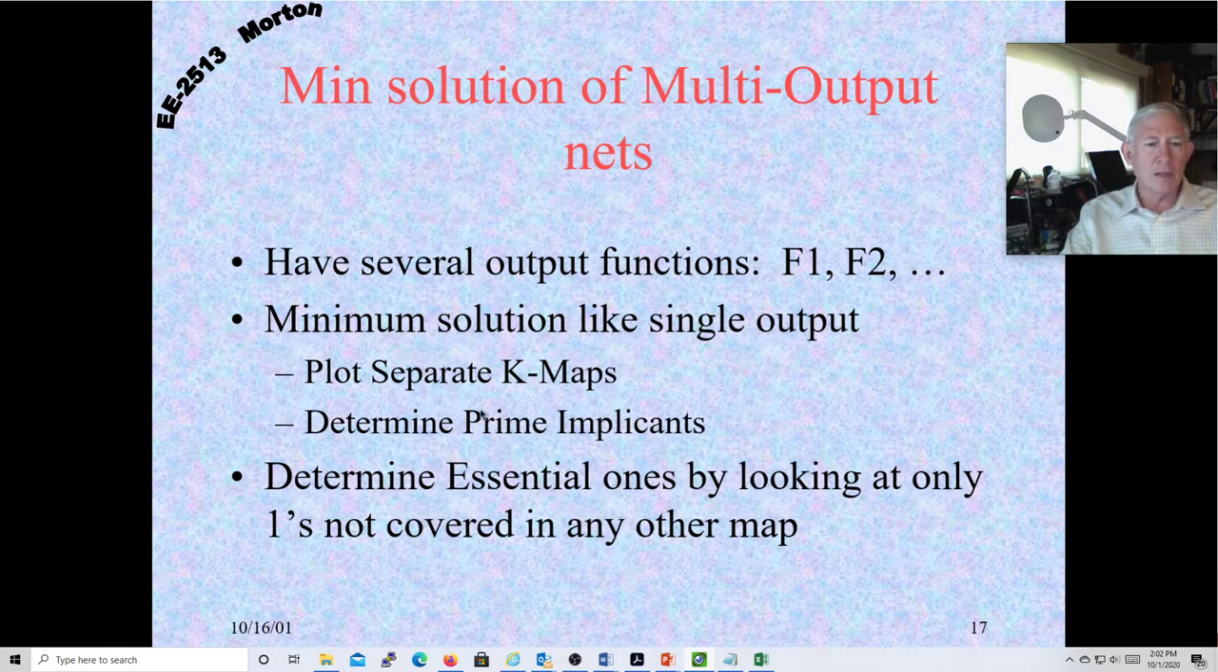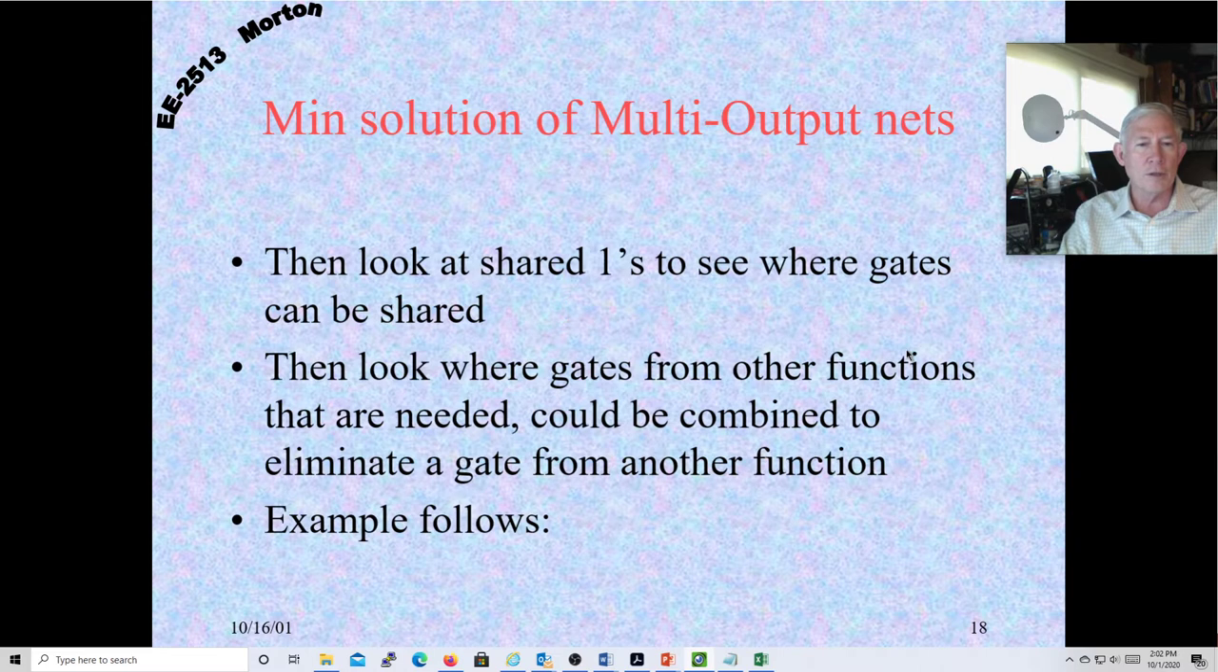Here are some guidelines. You still plot a separate K-map for each of the outputs you want to generate, and you look at the prime implicants. You look at the ones that are essential because they cover ones not just essential to, say, F1, but essential because they cover ones that are not involved in any of the terms in F2. Let's look at an example. It's easier to look at it than to explain it. You do look at the shared ones, and sometimes you can definitely save terms.